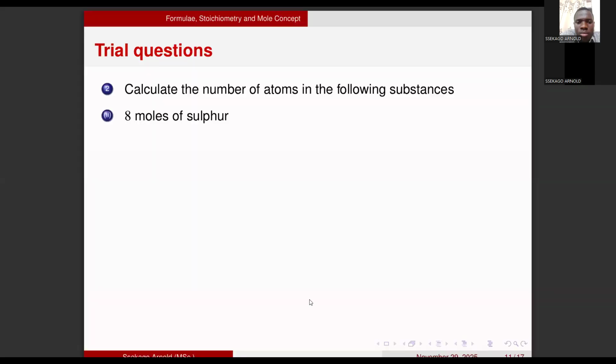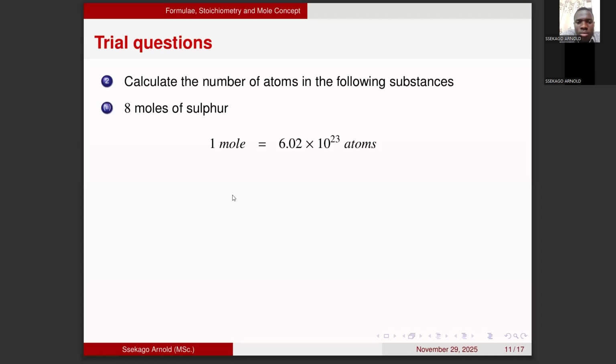The calculation is here. Having seen what the mind map has informed us, we shall say that 1 mole is equal to 6.02 times 10 power 23 atoms. Then what of 8 moles? I have told you, you have to think about this in a basic way. 1 mole is equal to that.